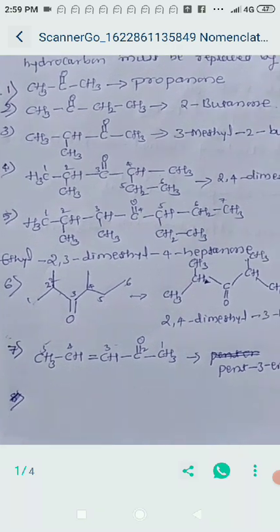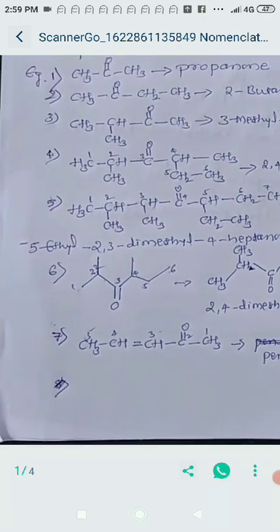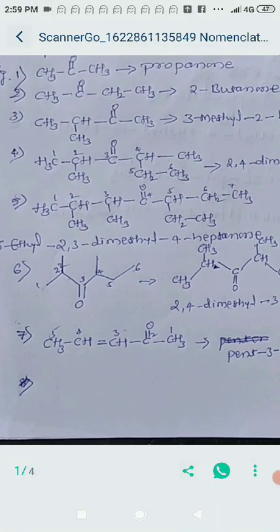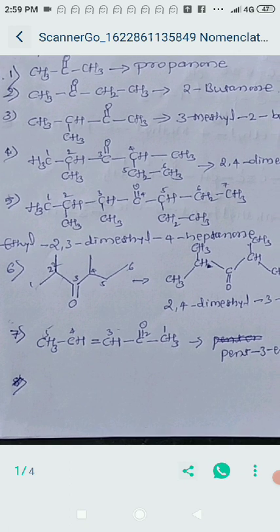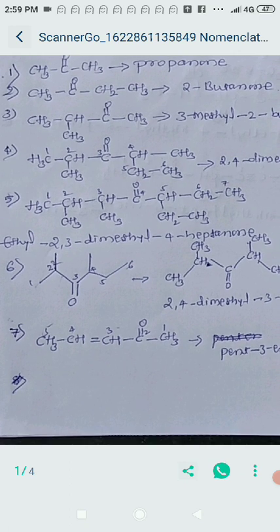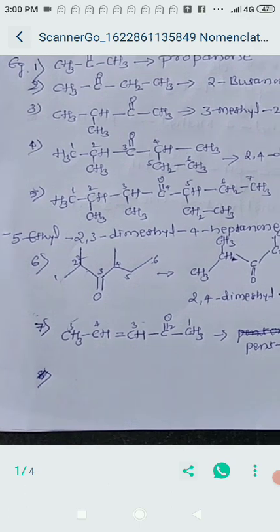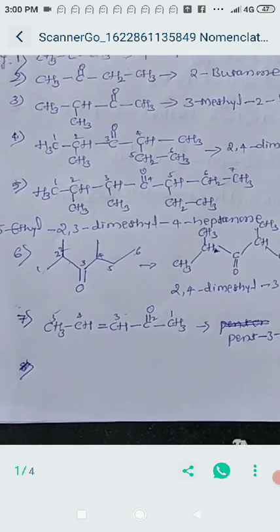And fifth one, 5-ethyl 2,3-dimethyl 4-heptanone, because the parental chain possesses 7 carbons. Okay, so that is why 5-ethyl 2,3-dimethyl 4-heptanone.